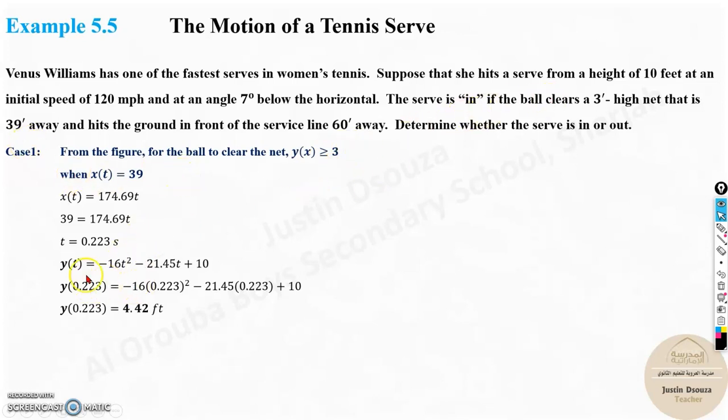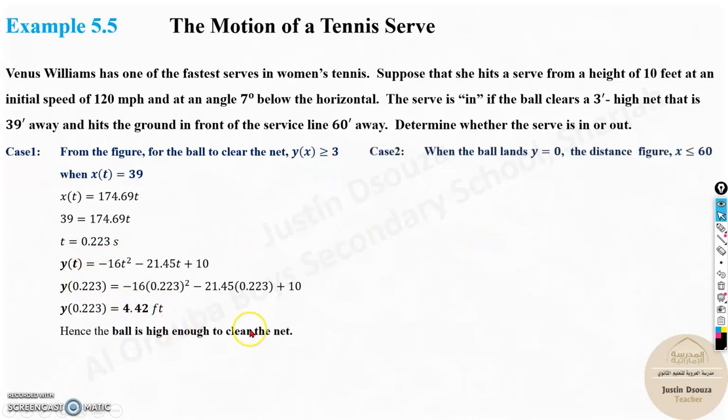The case 1, yes. So what we did is, the distance we know must be 39 feet. So we find the time at that distance. What is the time when it reaches this horizontal distance? It is 0.22 seconds. Now substitute this in the vertical component of position. So at 0.22, the height is 4.42. It is greater than 3. Fine. Now, what is the next? Yes, it is clear enough to clear the net. Fine. But what is the next thing?